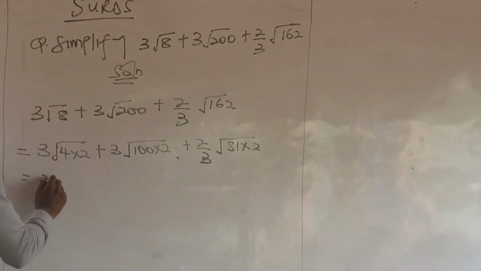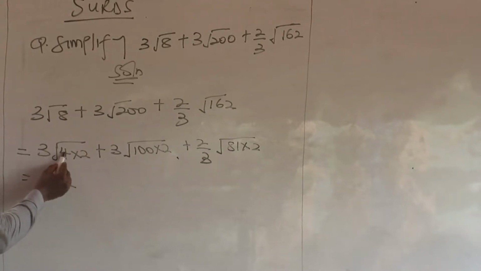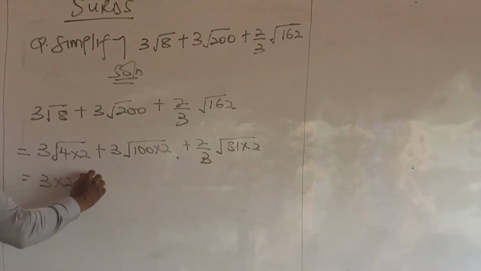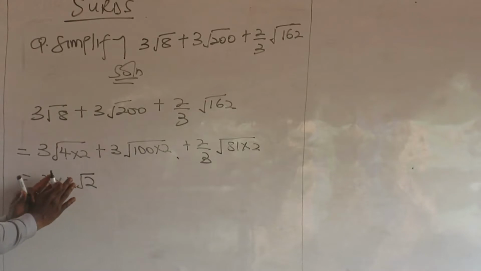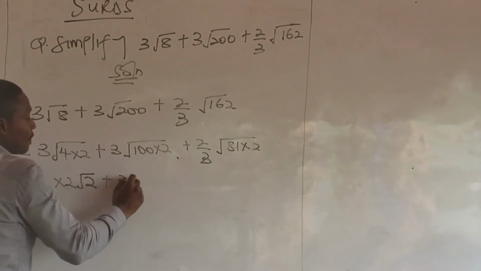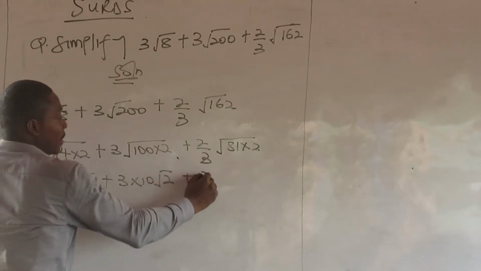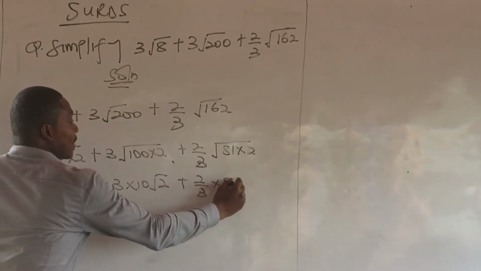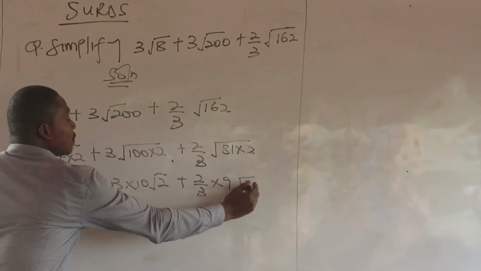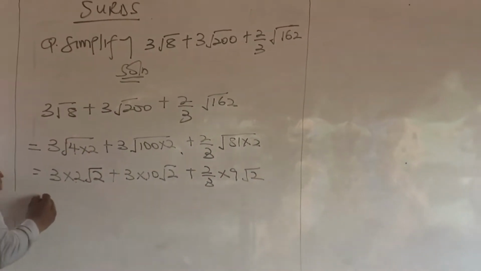Now, I hope you agree. Root 4 will give you 2. I can't obtain the root of 2, so I leave it as it is. There is 10 root 2. There's nothing we can do about it. 9 root 2. Agree? Good.